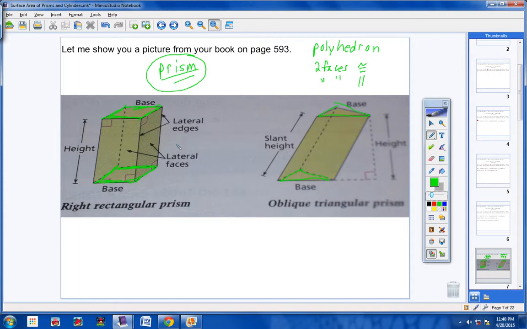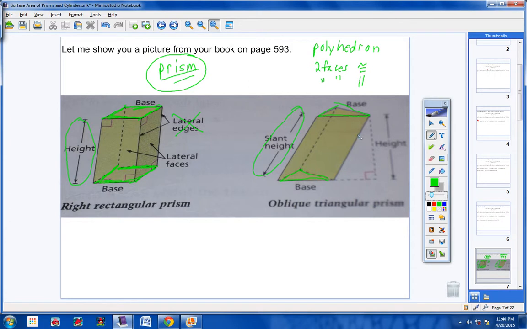Now, look at some other names that you need to be familiar with, okay? I'm not too worried about lateral edges. That's not a huge deal. This is huge. You need to understand the difference between height and slant height. Do you see that?